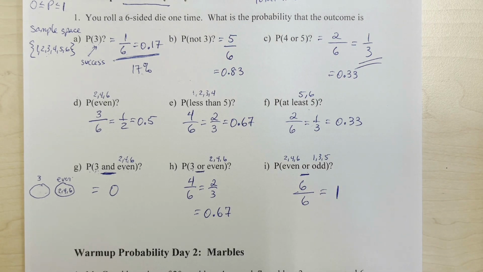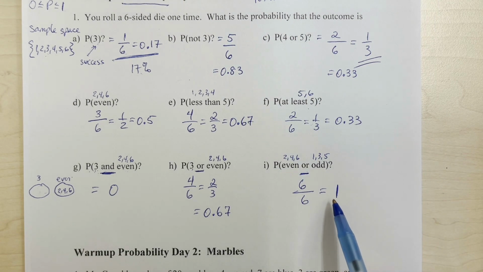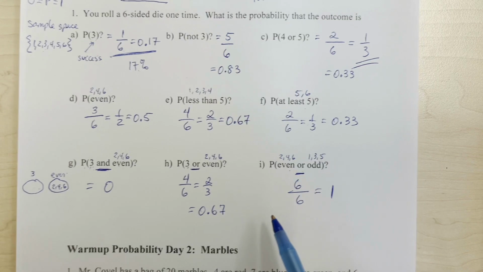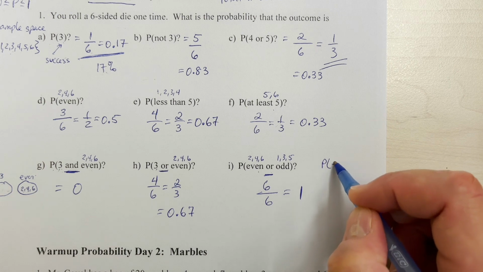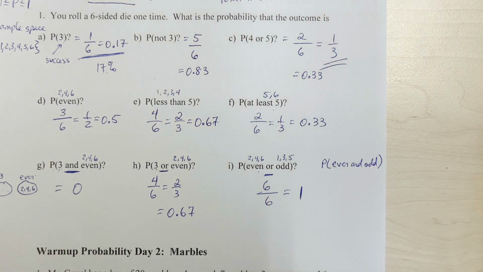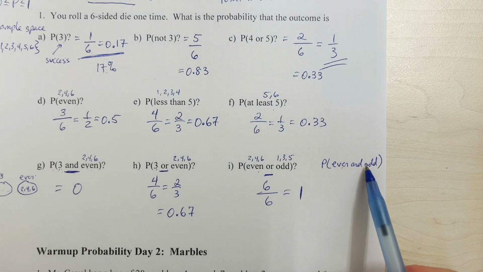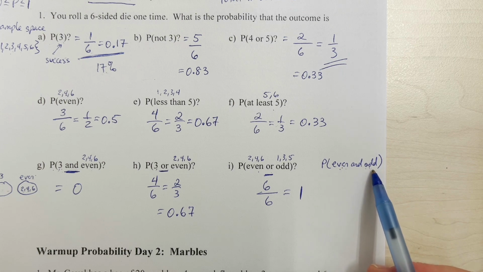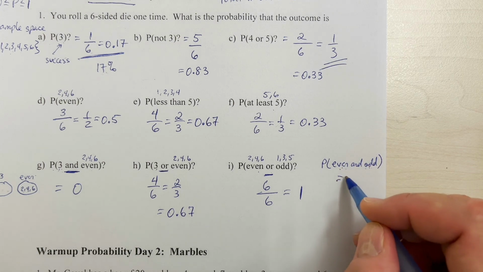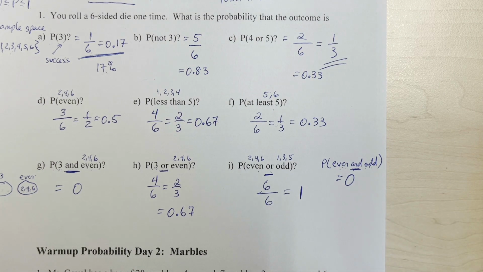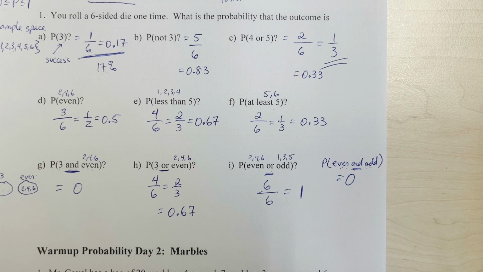So in other words, there's a 100% chance that if I roll a die, I will get an even or an odd number. If I say the probability of even and odd, however, that means that that die has to show them both at the same time. That's impossible because the number's either even or it's odd, but it can't be both. Okay, so if you see the difference between the or and the and, then you have a pretty good understanding. And that's the end of part 1.